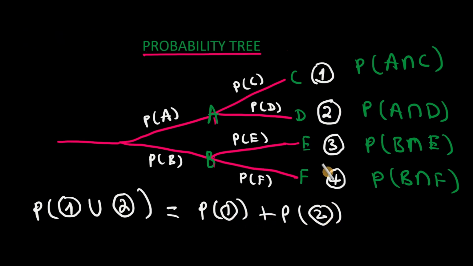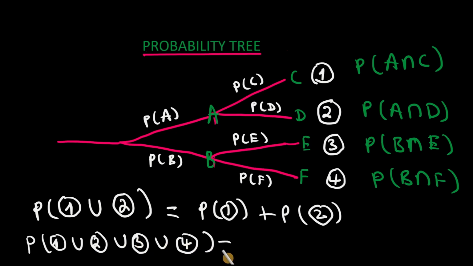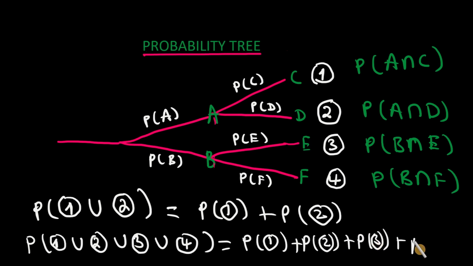I can still combine all the 4 branches. That is, the probability of branch 1 union branch 2 union branch 3 union branch 4 is equal to the probability of branch 1 plus the probability of branch 2 plus the probability of branch 3 plus the probability of branch 4.